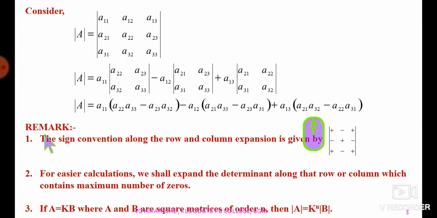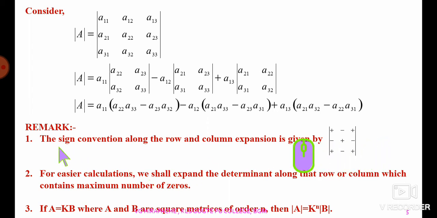Therefore, the determinant of third order will be given by the formula A11 into (A22, A33 minus A23, A32), minus A12 into (A21, A33 minus A23, A31), plus A13 into (A21, A32 minus A22, A31). This simplification we have done along the first row. The same determinant can be simplified along the second row or third row, or by the first column, second column, or the third column. That time we can take care of the sign conventions along the rows and columns respectively.